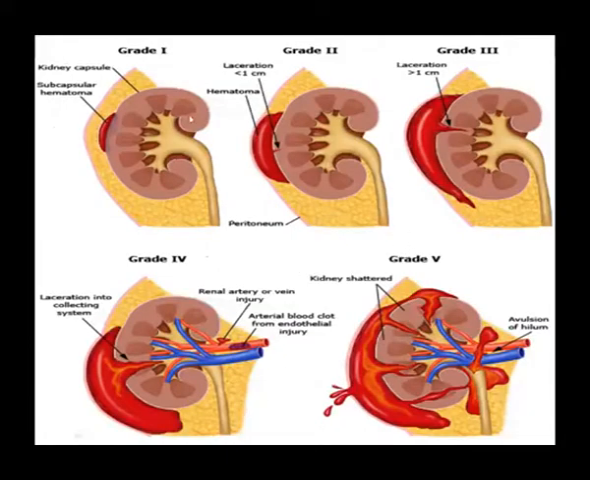Again, diagrammatic representation here. You can see here there is a small subcapsular hematoma. Here is hematoma or less than 1 centimeter laceration. In grade 3, there is laceration which is more than 1 centimeter but not communicating to the collecting system. It's still apart. While in grade 4, as I said earlier, a big hematoma communicating with the collecting system, usually associated with severe hematuria. And in grade 5, you can see the shattered kidney divided into pieces, or there may be ureteric avulsion, or renal vascular avulsion or trauma.